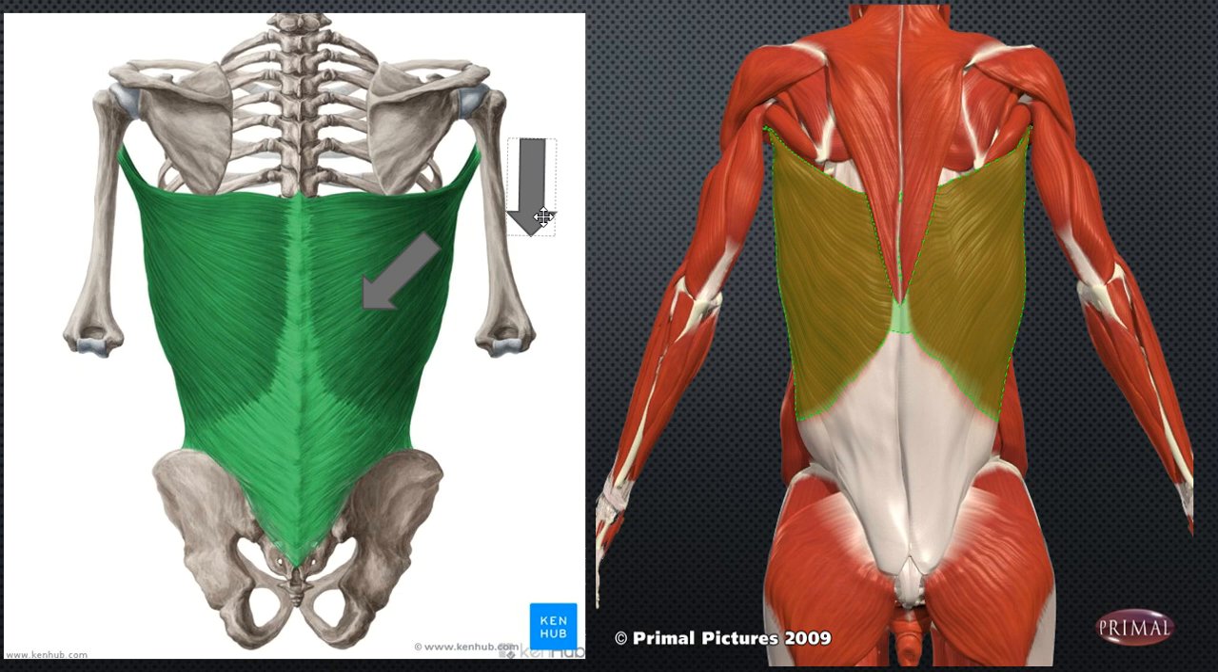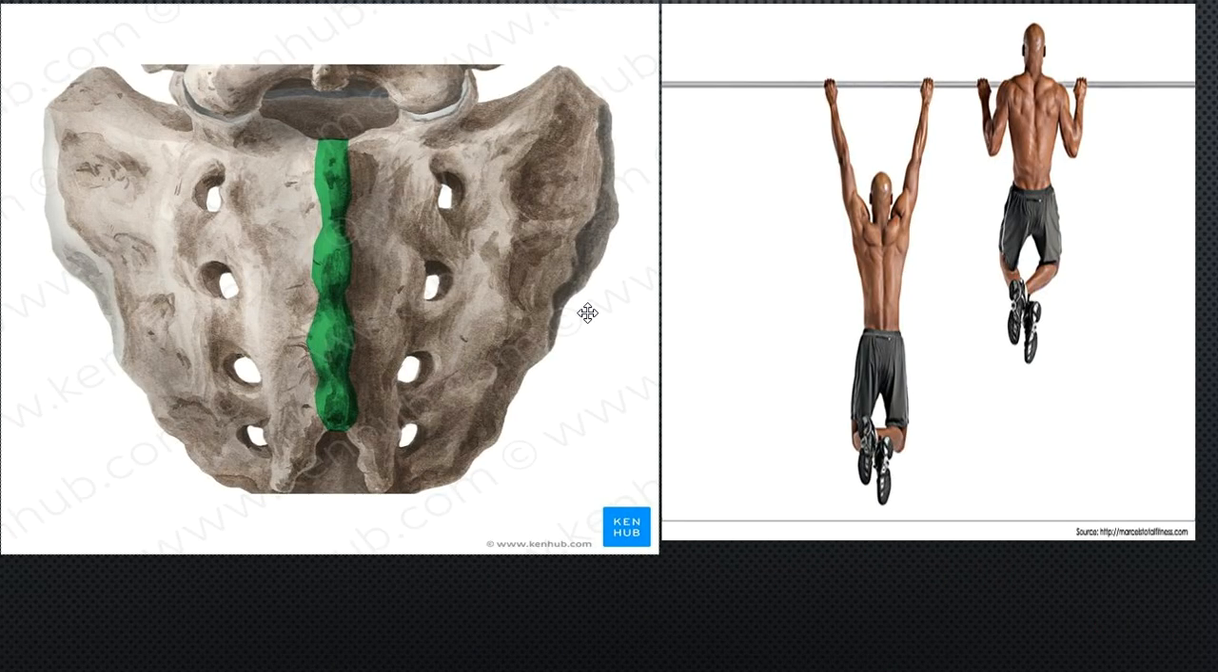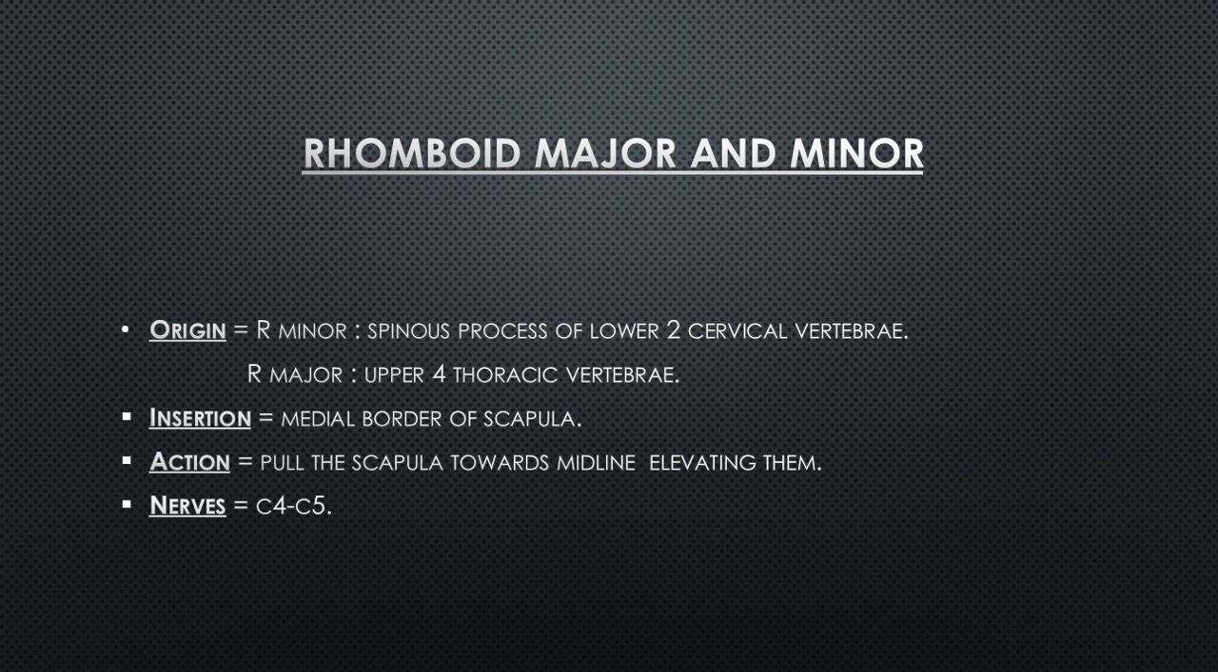When the arm is fixed, it pulls the trunk towards the arms, as in the exercise of pull bar crawling. Here we can see the latissimus dorsi muscle. And the next muscle is rhomboid major and minor.